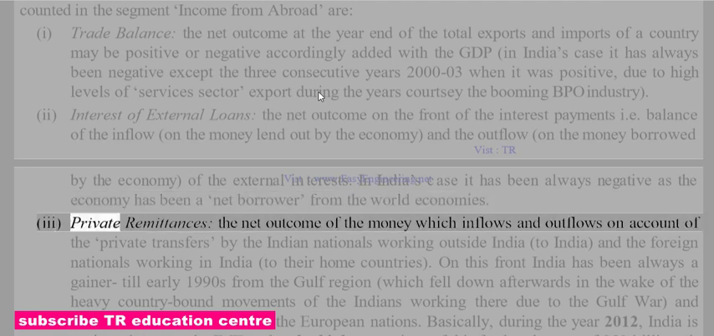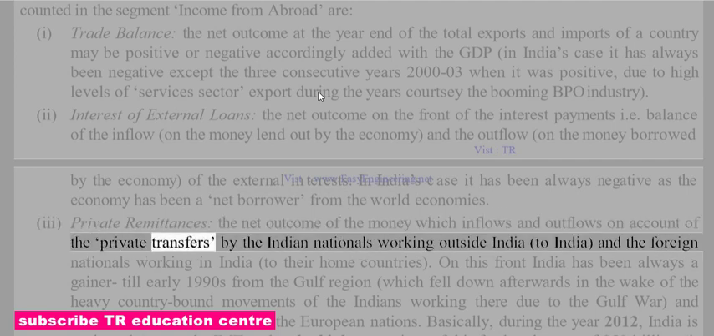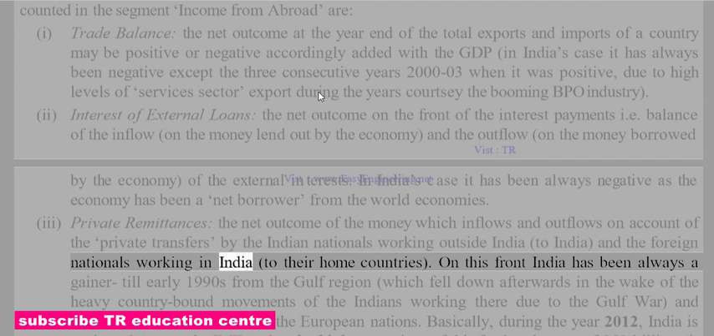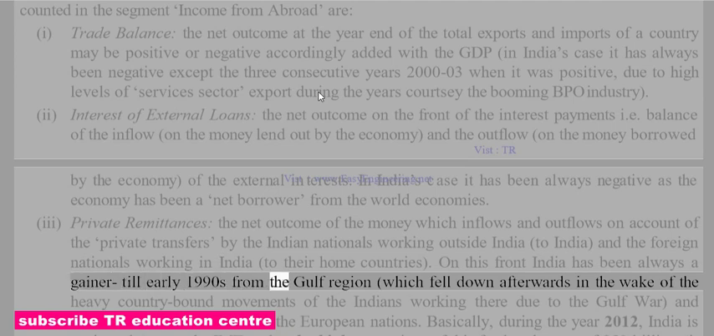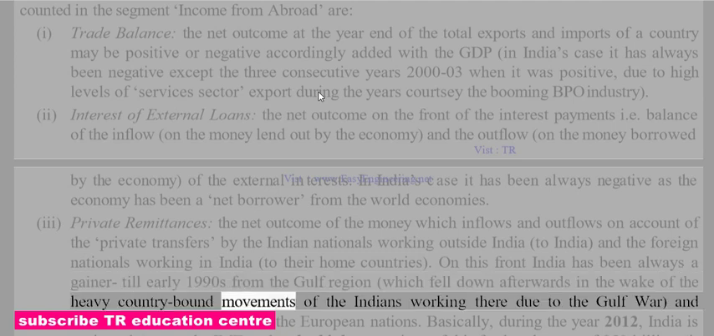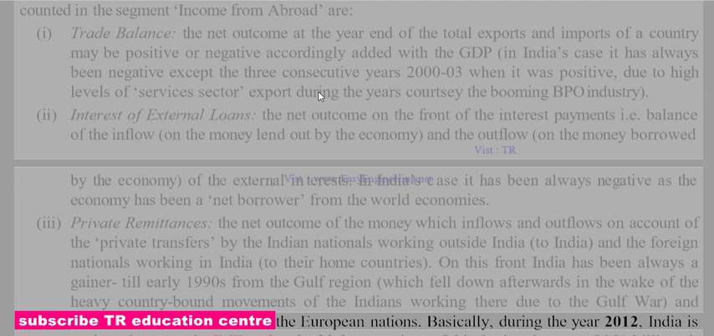3. Private remittances. The net outcome of the money which inflows and outflows on account of the private transfers by the Indian nationals working outside India to India, and the foreign nationals working in India to their home countries. On this front India has been always a gainer till the early 1990s from the Gulf region, which fell afterwards in the wake of the heavy country-bound movements of the Indians working there due to the Gulf War, and afterwards from the USA and the European nations.